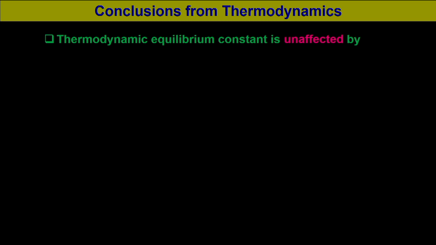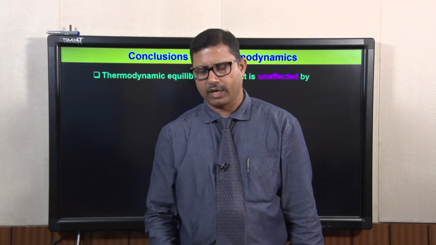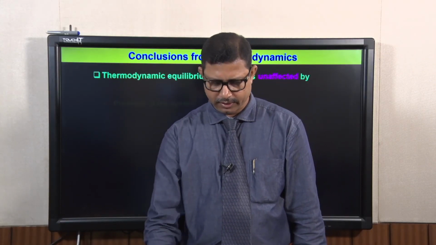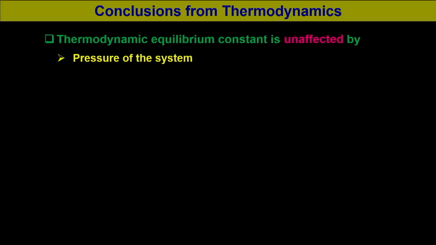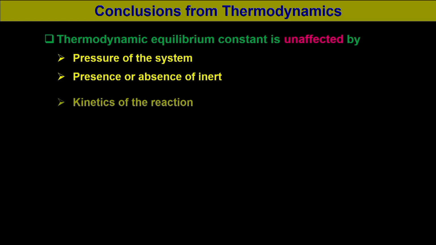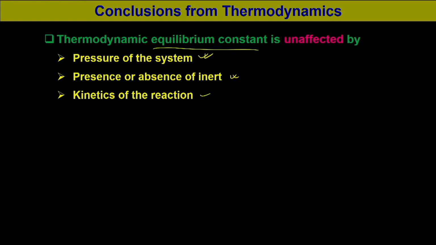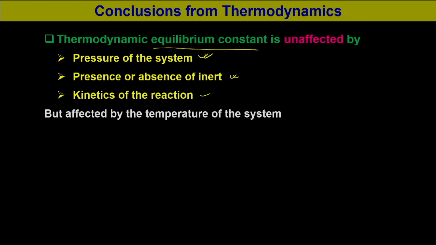Now, what conclusion we can make from the thermodynamics? We can see that thermodynamic equilibrium constant is unaffected by the pressure of the system, presence or absence of the inert and kinetics of the reaction. So, these three parameters, pressure of the system, inert and the kinetics of the reaction, do not influence the equilibrium constant. But the equilibrium constant is affected by the temperature of the reacting system.